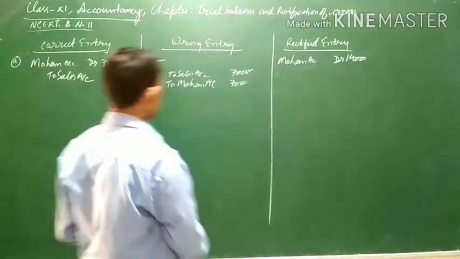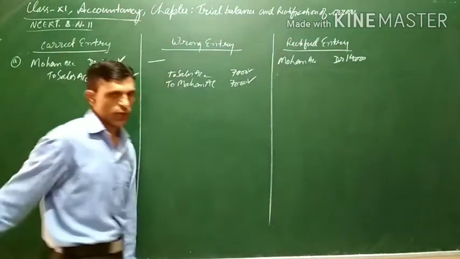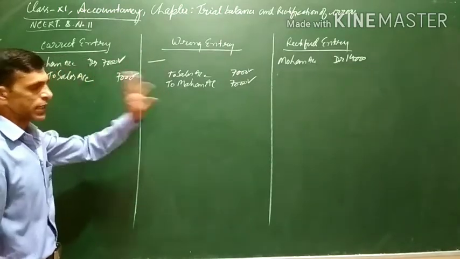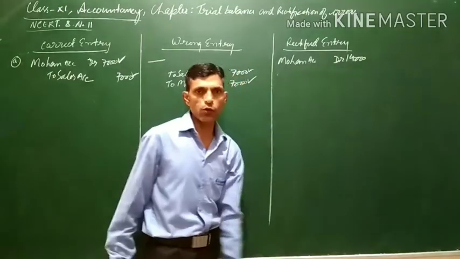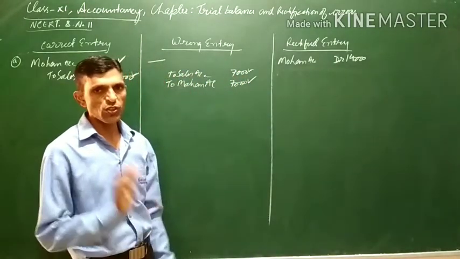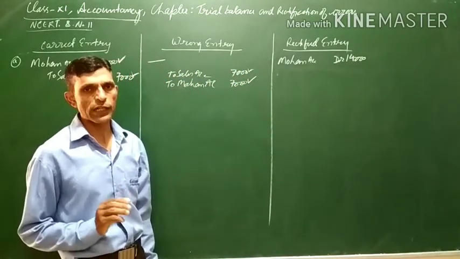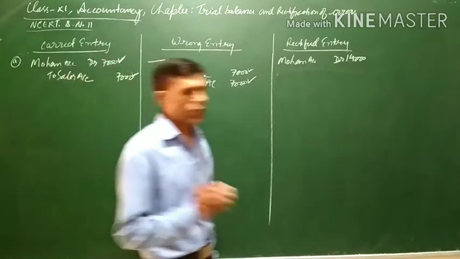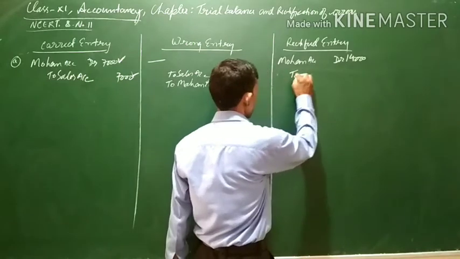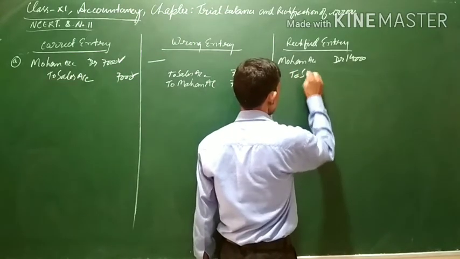Now you can see this has also been rectified. So nothing is left to rectify. Now only the debit amount has been written. There is no account to be credited. So when there is no account to be credited in a rectification entry, what do we do? We transfer the balance to a new account which is known as suspense account. We will be writing here to suspense account.